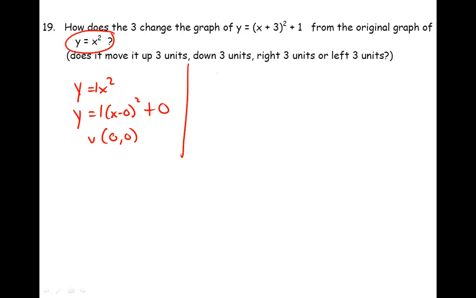The second equation that they gave us is y is equal to x plus 3 squared plus 1. The vertex of this particular equation is negative 3, positive 1, because we have to think opposite. So how does the 3 change the graph of y equals x plus 3 squared plus 1 from the original graph? Well, from the original graph, this 3 moves us left 3.